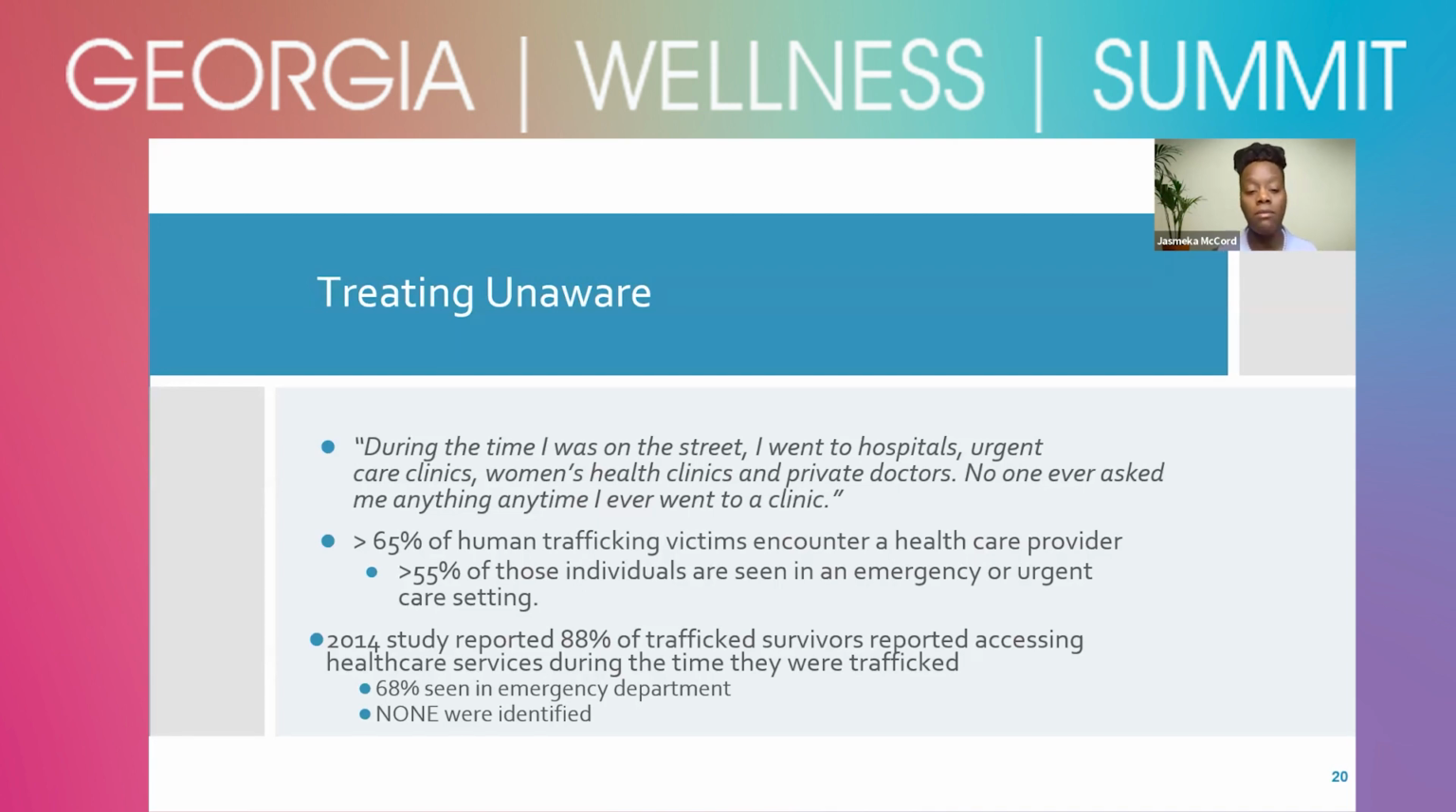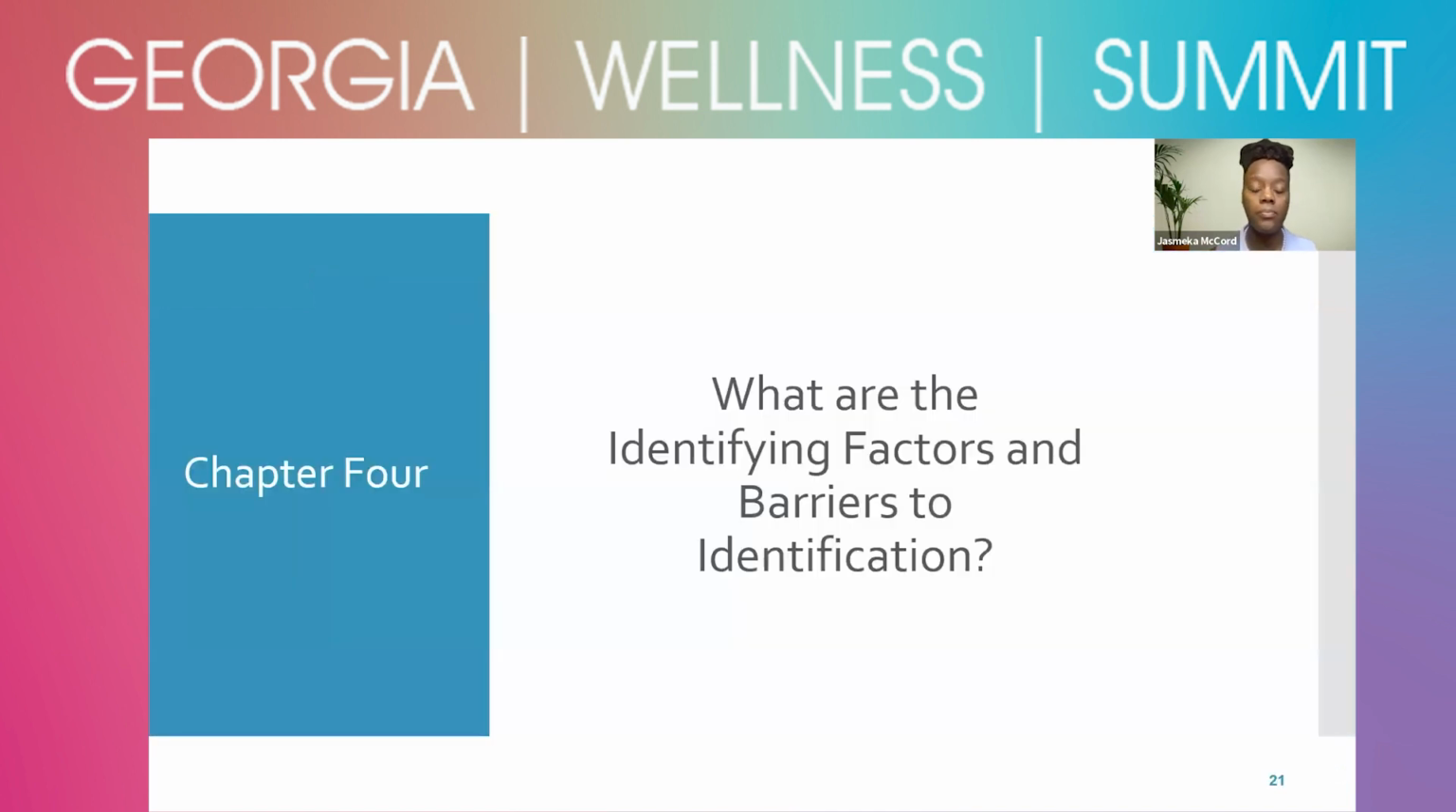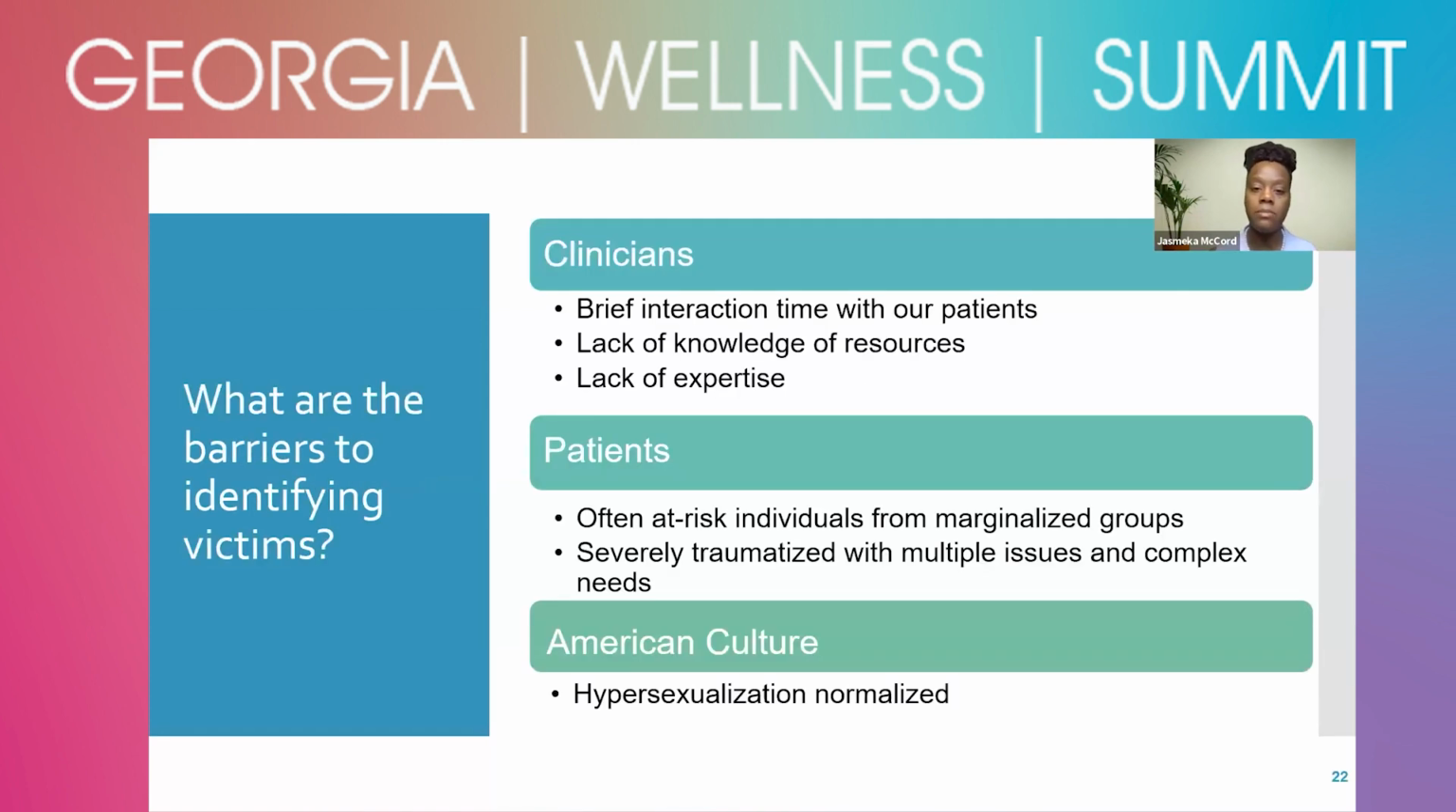And here listed, we have other statistics on who was in a healthcare setting, who came into contact with a healthcare provider, whether it was an urgent care, a private hospice, an emergency room, and were not identified. And we're working on improving those statistics. Now let's transition into the factors that are barriers to preventing us from identifying these victims. So just kind of a continuation of what we just mentioned.